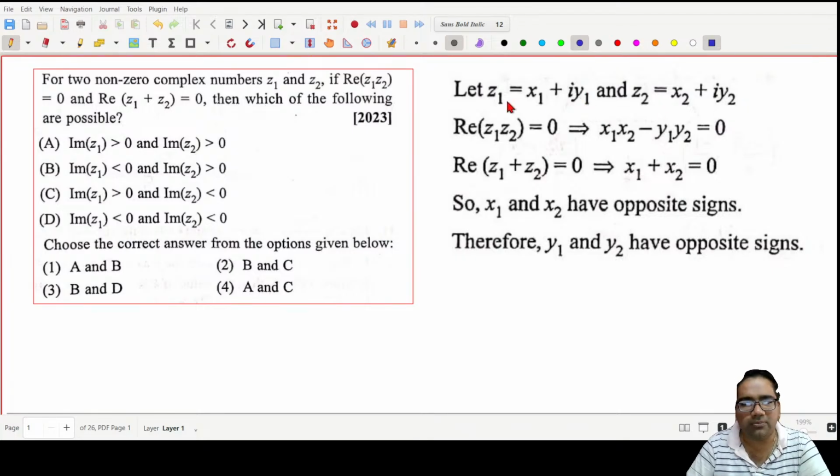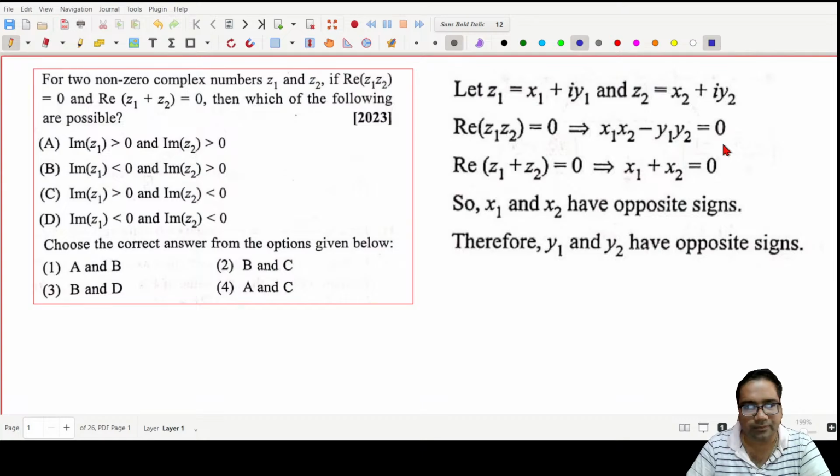Agree? When you multiply these, this is the real part, right? These two numbers when you multiply, this is the real part. But isn't y1 and y2 the imaginary part because it has i with it?